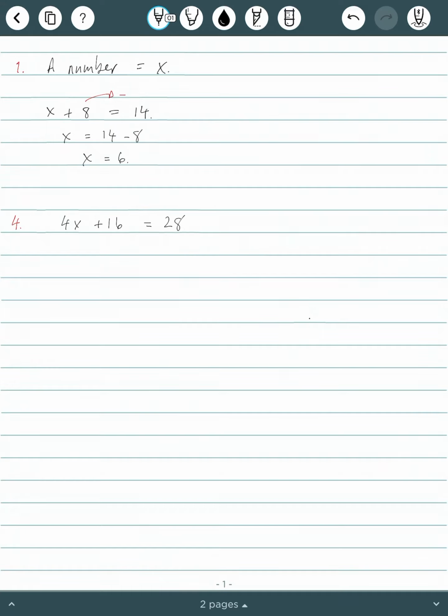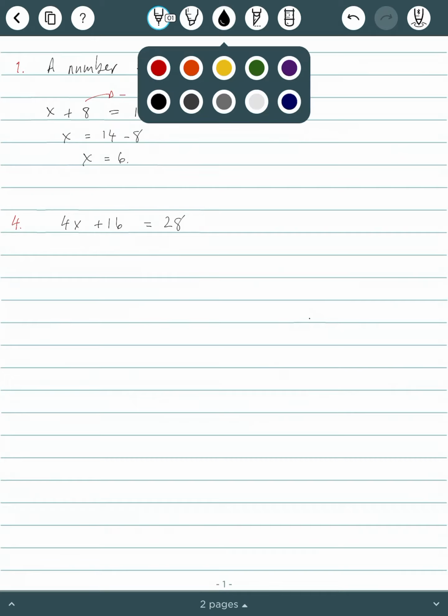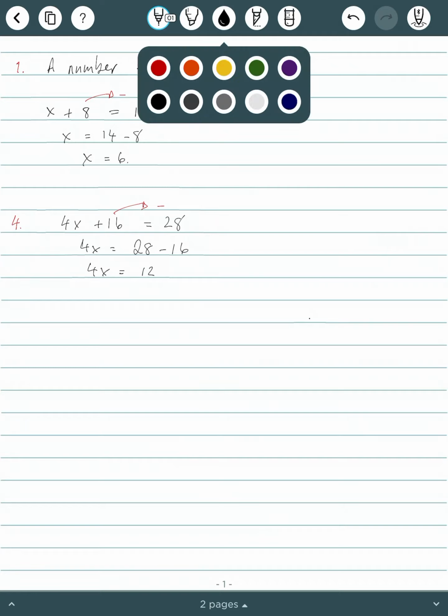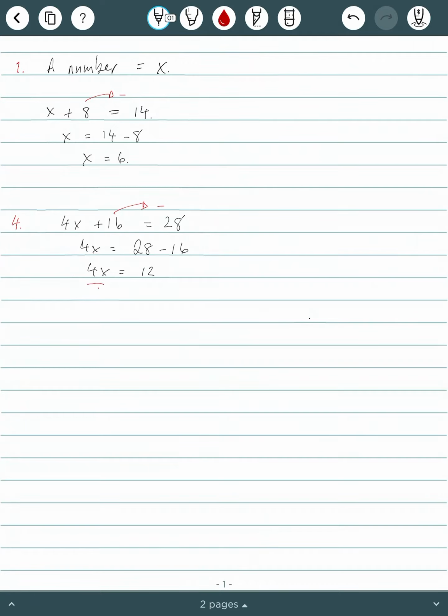That's it, boys. Now, again, these are things you do in your sleep because you've been doing them all week. So 4x is equal to 28 minus 16. We have 4x is equal to 12. I don't like that 4 there. We want x. We're solving for x, so we divide both sides by 4, and we get x is equal to 3. Simple as that. Let's look at another one.